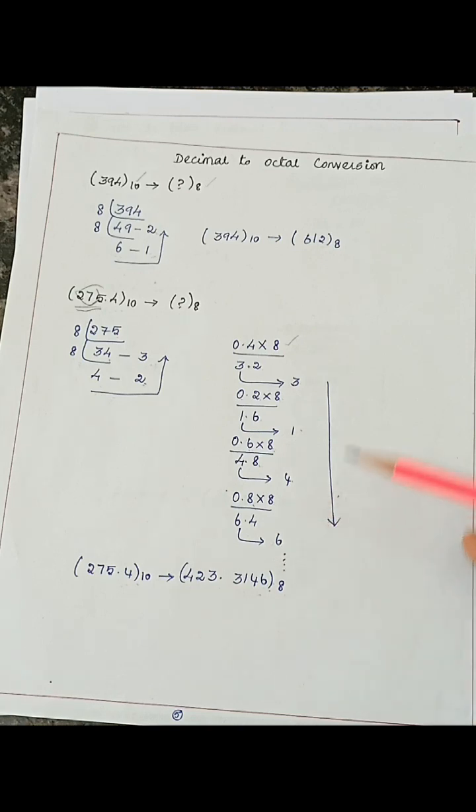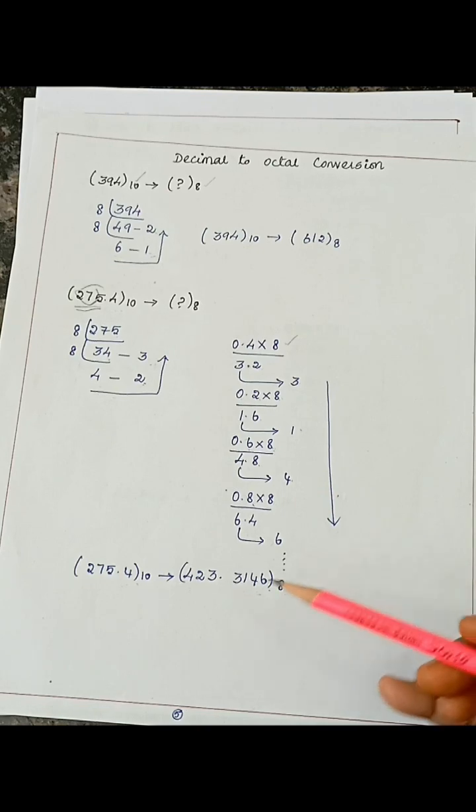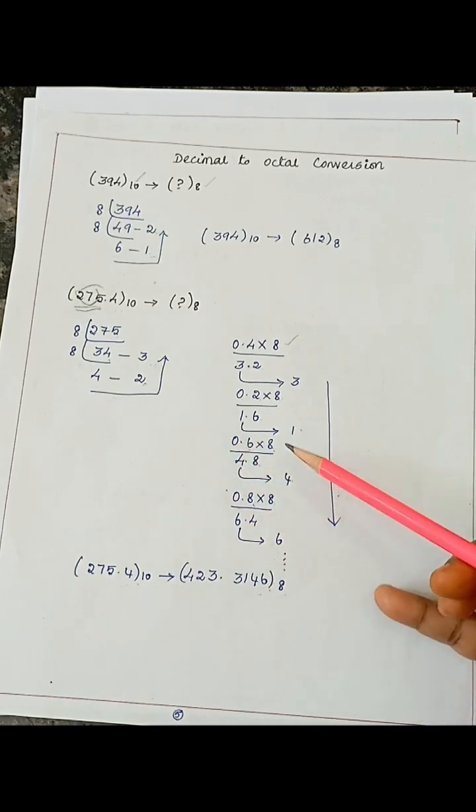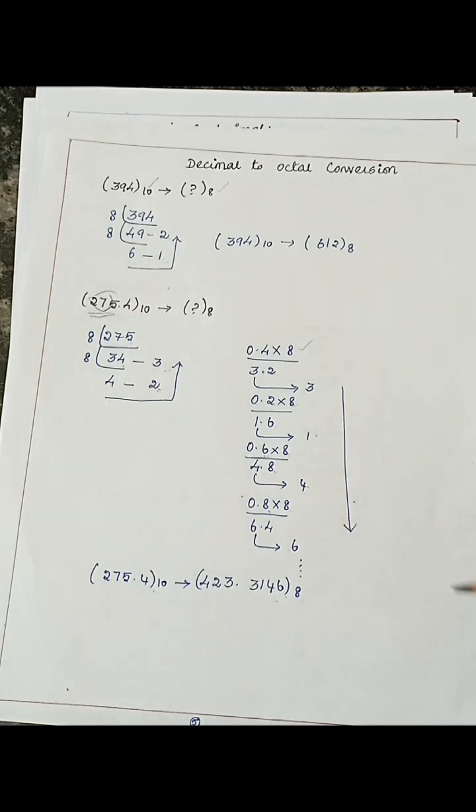For the floating point, we can take the value from top to bottom. So until 3 digits, we can stop this conversion. So we stop here. So consolidating these two, we are getting 423.3146 as the result for this decimal number.